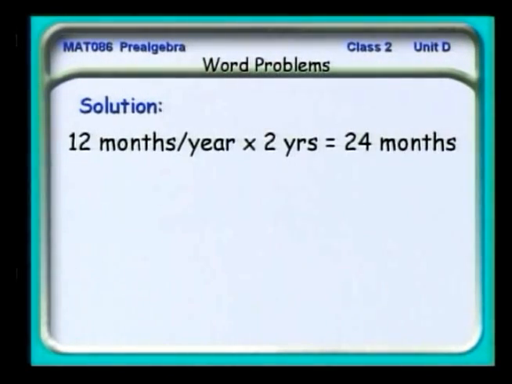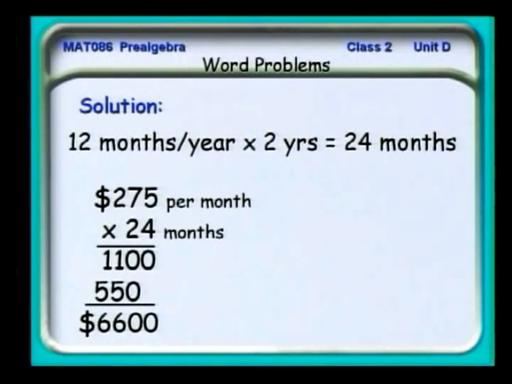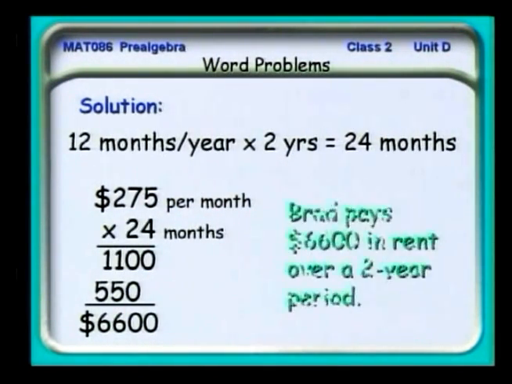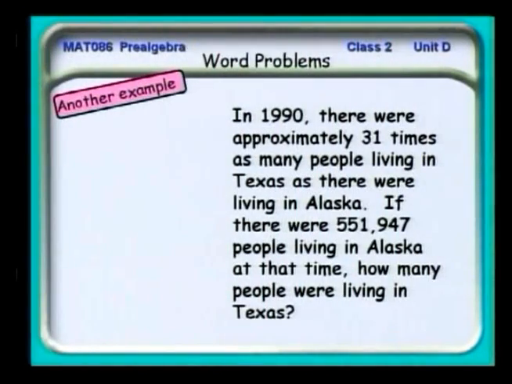Let's work it out. 12 months times 2 years is 24 months. Then we take the $275 per month, multiply that by 24 to get $6,600. So Brad pays $6,600 in rent over a 2-year period. Let's look at another problem. Again, we're starting off in a fairly straightforward way and then looking at problems that are more and more complicated.